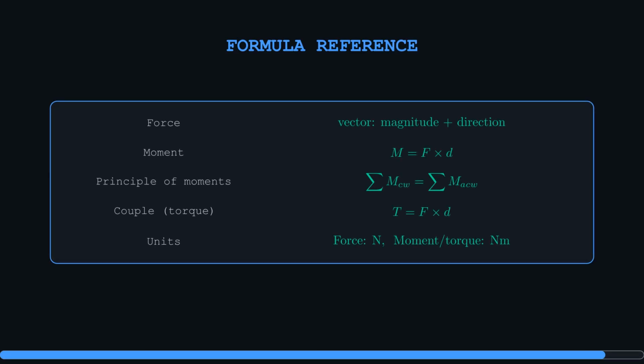Here is your quick reference. A force is a vector with magnitude and direction. A moment is force times perpendicular distance. At equilibrium, clockwise moments equal anticlockwise moments. A couple's torque is also force times distance, but between two equal opposite forces. Force is measured in newtons, and moments and torque in Newton meters.